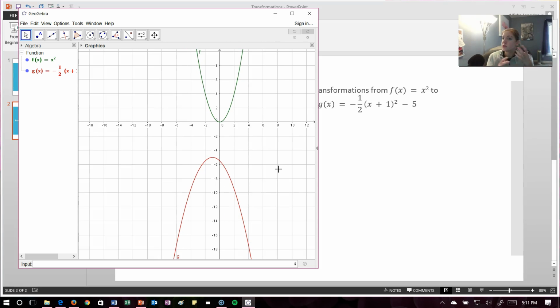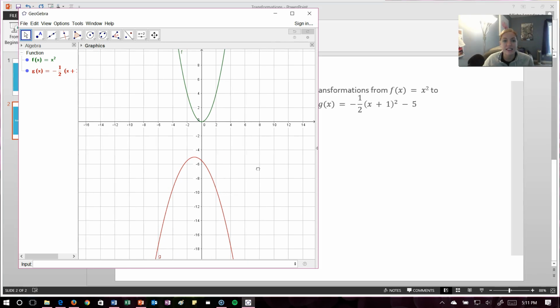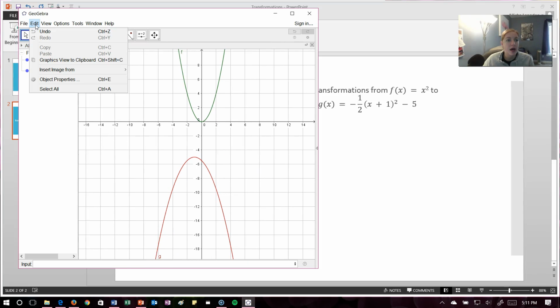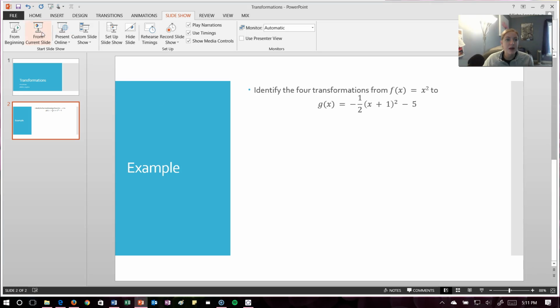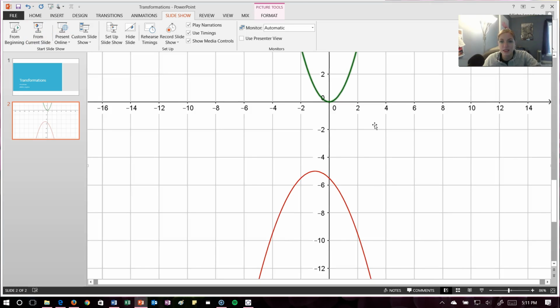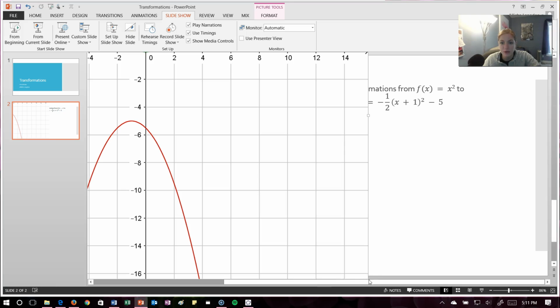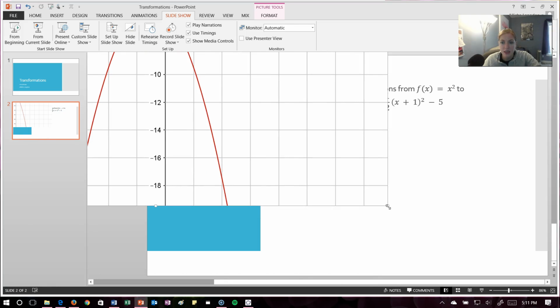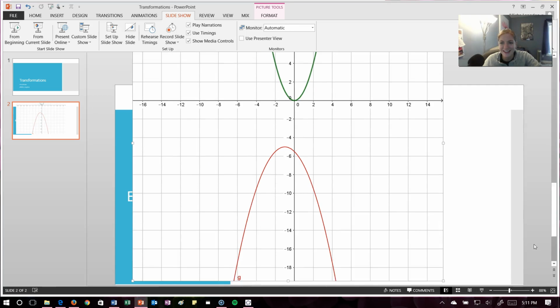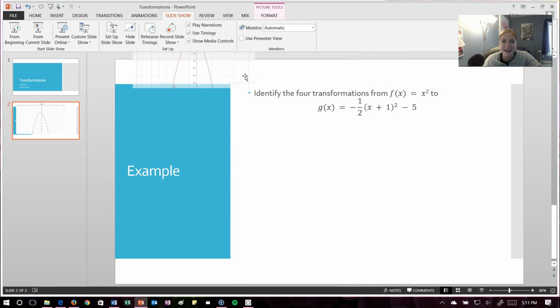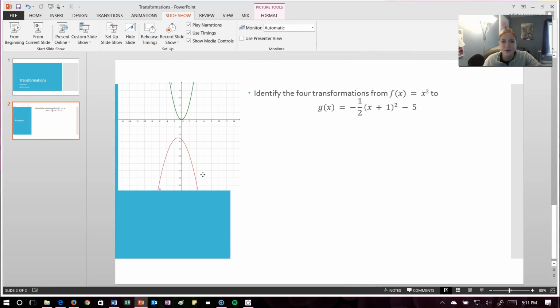So graphing it is a great tool to see where we're headed and make sure that we're doing this correctly. So I'm going to go ahead and take a snapshot of this. So edit, graphics view to clipboard. That's going to copy that picture for me. And then I'm going to come back here and paste it onto my, oh, that is really large and we do not need it that big. So let me scale it down a bit for you, just so that we can see the 2 different functions.